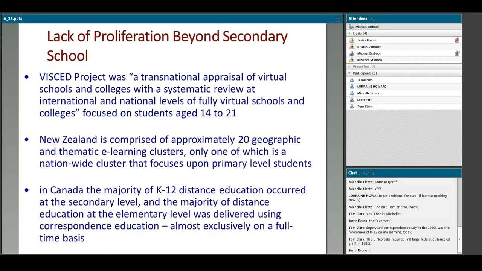But even when, for example, the Virtual School and College Educational Initiative, which is this VISED project in Europe that Paul Bash was in charge of, was looking for online programs, based upon their review of what was going on in the world, they focused their entire initiative on programs designed for students aged 14 to 21, so essentially late middle school up through early university. That's because when they started looking around the world, with the exception of the United States, there was very little activity going on when it came to online learning outside of the high school level. And with the exception of those cyber charter schools that I've mentioned several times, there's also very little activity for online learning for middle school and elementary students going on.